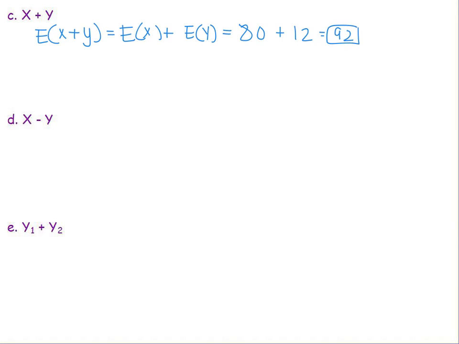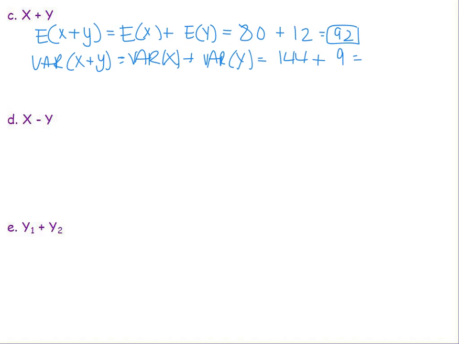Let's do the same thing with variance. Variance of x plus y. So look at equation 6. With variance, if you remember, it doesn't matter whether we are adding or subtracting. Variance is always addition. So it's variance of x plus the variance of y. Well, look at your data table. The variance of x is 144 plus the variance of y is 9 for a total of 153.